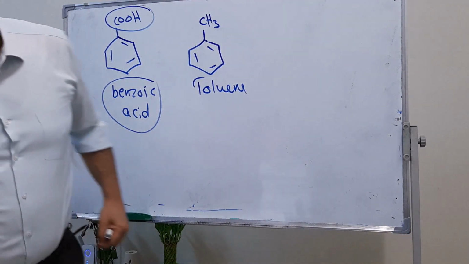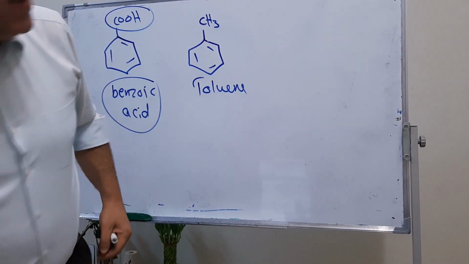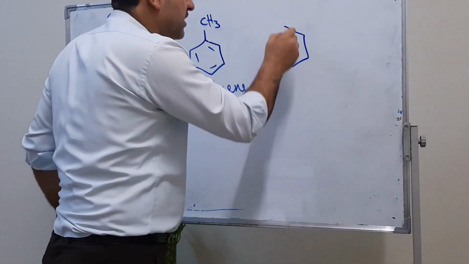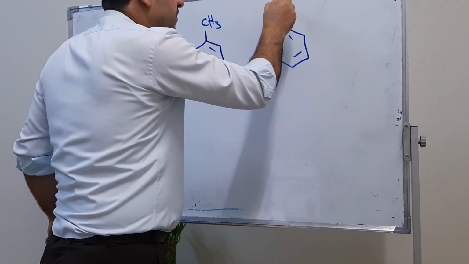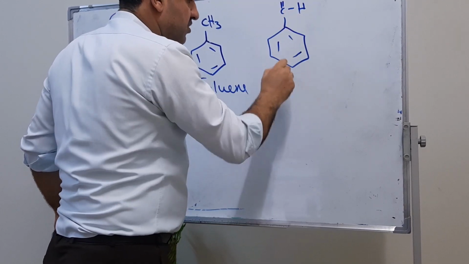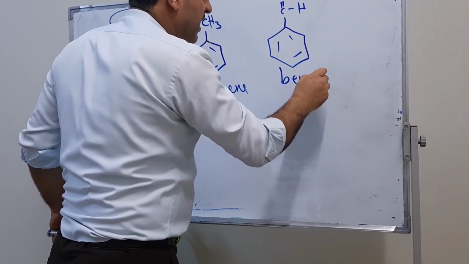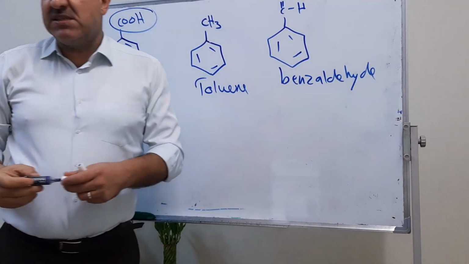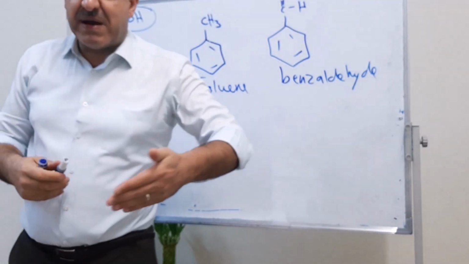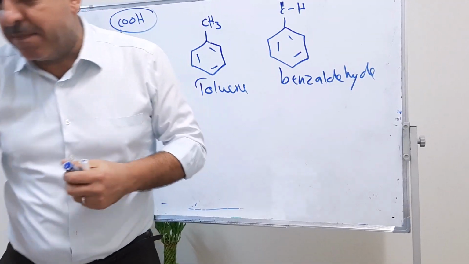For example, like the examples that you have here, if an aldehyde is there, then we call it benzaldehyde. So we call this benzaldehyde. So these are simply the names, as I said. These names are common names, but they are approved by IUPAC.